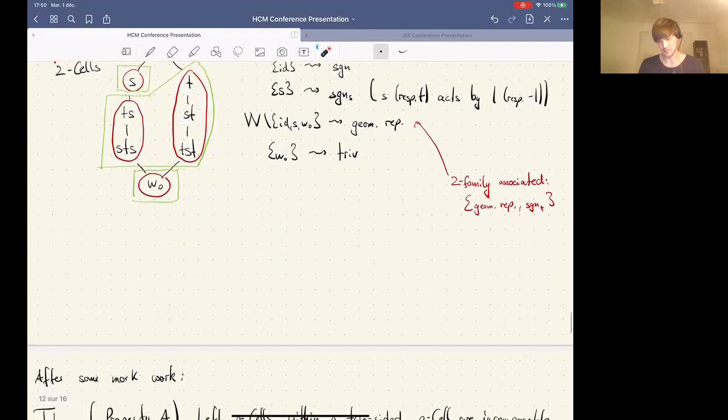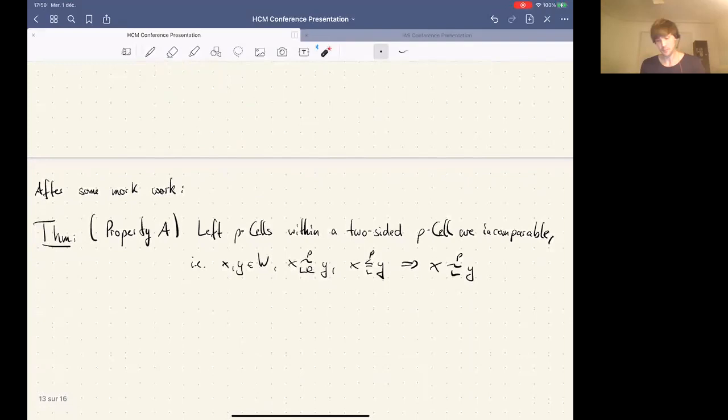And now, if one puts in a lot more work, then one can prove what is called property A.